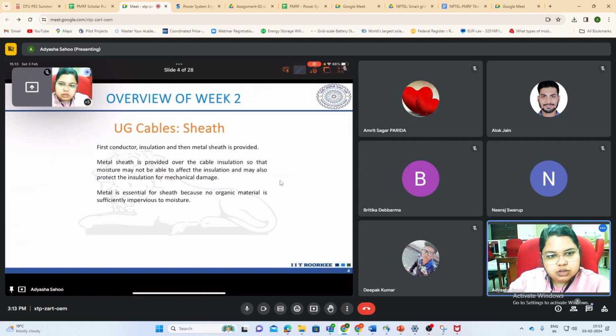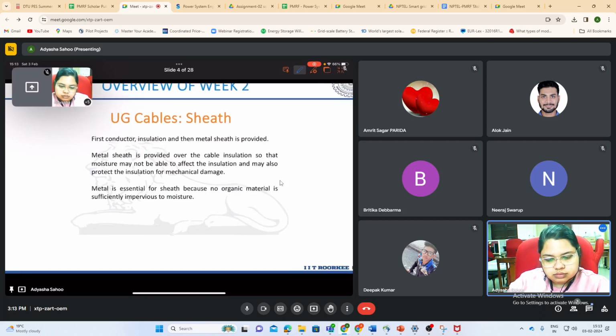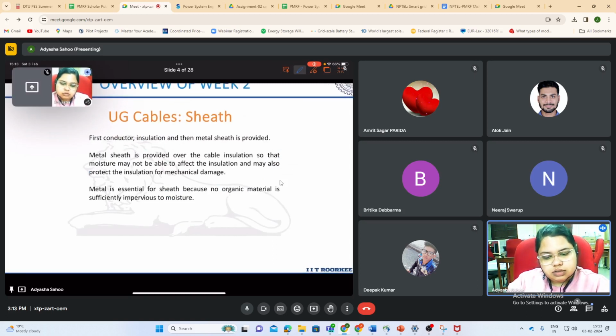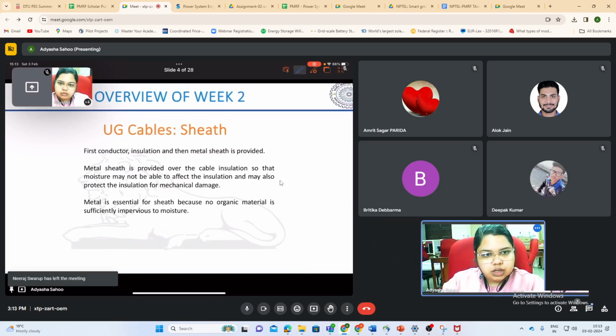Then after the insulation, we have the sheath, right? Anyone, why after insulation do we need the sheath?